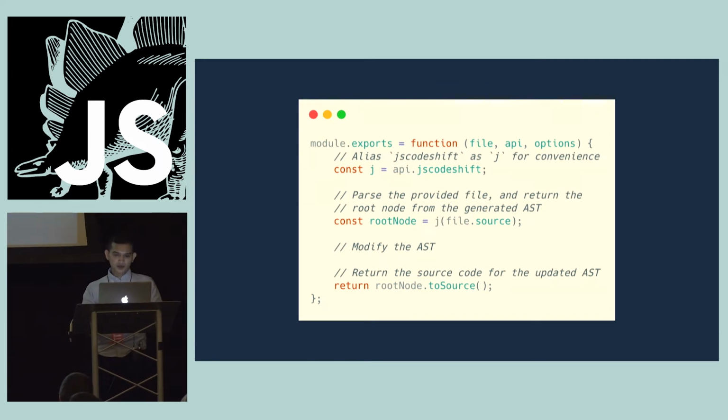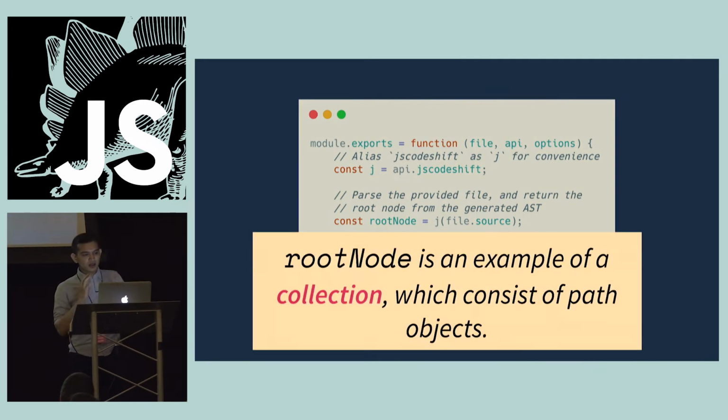So let's talk about this root node real quick. That root node variable, it's an example of a collection in jscodeshift. These collections consist of Recast's path objects. So the path objects that we have from Recast, we group a bunch of them together, and then we have this collection in jscodeshift. And those path objects, they're just the nodes in our abstract syntax tree.